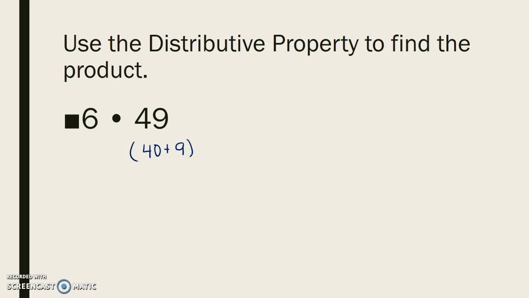So 40 plus 9 is the same as 49. We put our 6 on the outside and we're distributing here. So we have to do 6 times 40 plus 6 times 9. So 6 times 40 is 240. 6 times 9 is 54. When we add those together, we get 294. And that's just a way of showing how the distributive property applies to not only variables, but also whole numbers when we're multiplying. So 294 is our answer there.